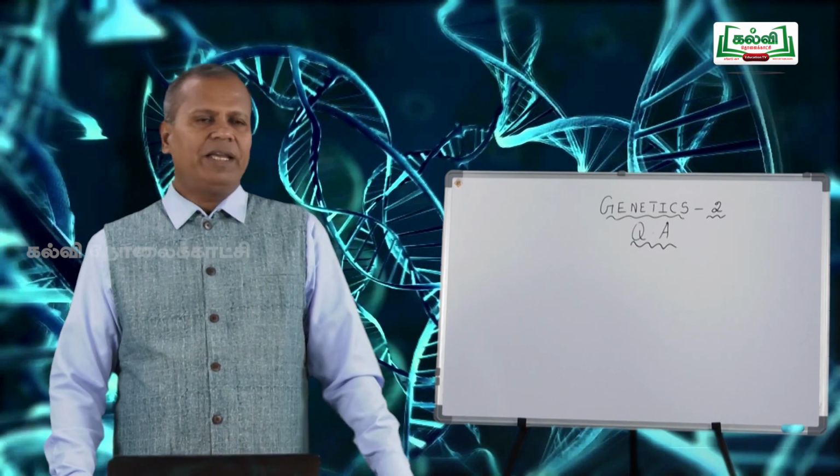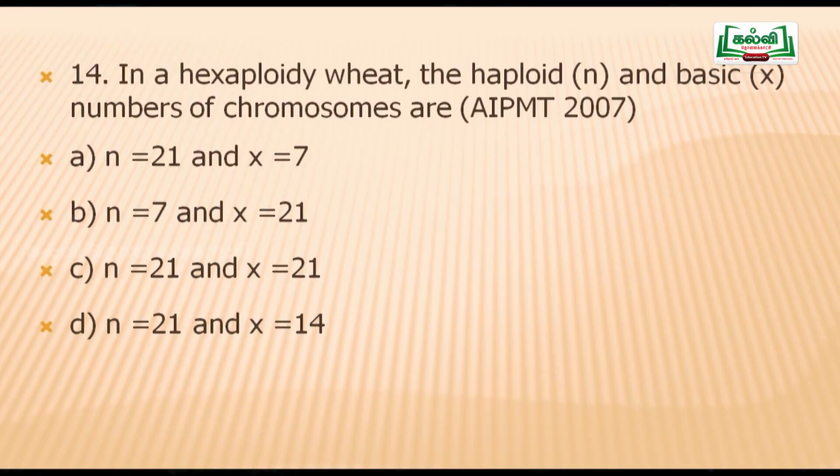Question number 14. In a hexaploid wheat, Triticum vulgare, the haploid N and basic X numbers of chromosomes are: option A, N is equal to 21 and X is equal to 7; option B, N is equal to 7 and X is equal to 21; option C, N is equal to 21 and X is equal to 21; and option D, N is equal to 21 and X is equal to 14.